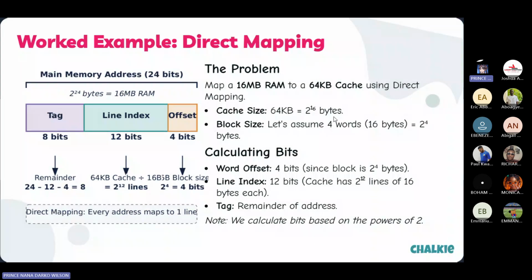So calculating the bits, that will be the offset, the line index, and then we subtract that from the total to get our tag. So we start with the word offset. It says the word offset is what we call it, 4 bits, and we know how this is, right? We know that word offset is log base 2 of the block size. And then the line index, on the other hand, is going to be cache divided by the block size, and then we get the value. And finally, we subtract all of that from the total, and that gives us the remnant tag number.